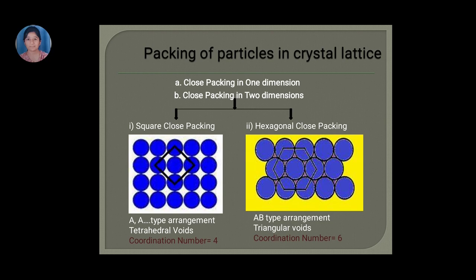Let us see the packing of particles in crystal lattice. Whenever a crystal lattice is formed, whenever the unit cells are arranged one after the other and joined together, different kinds of patterns are formed. Very first, the unit cells will be joining in a series. This is how we can call the close packing in one direction.